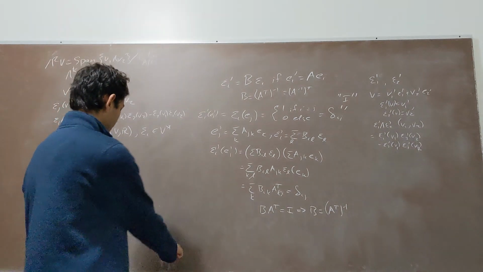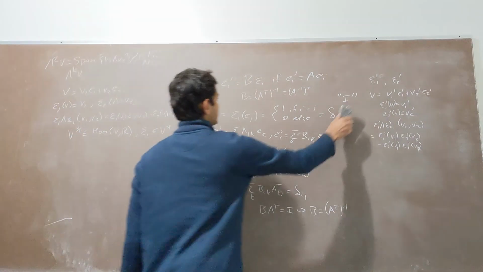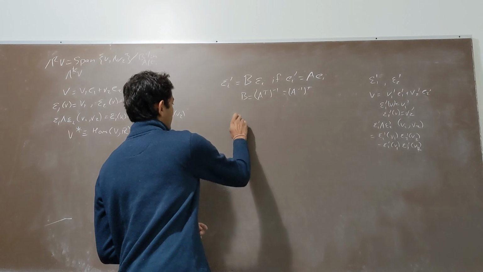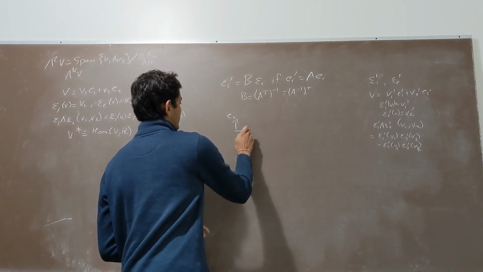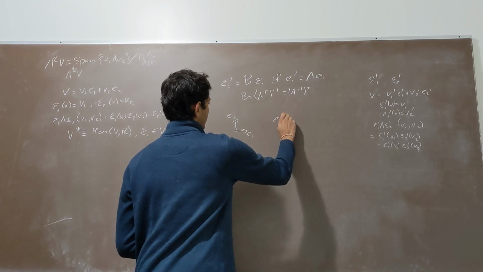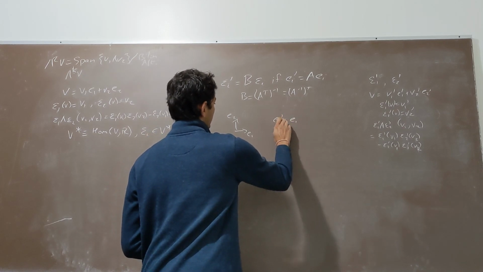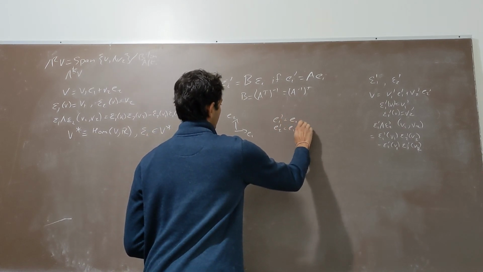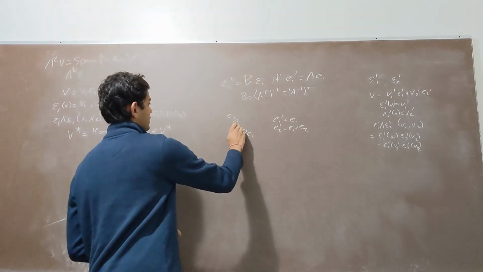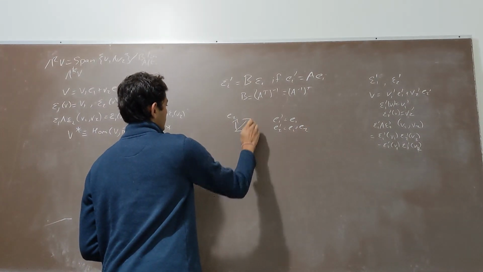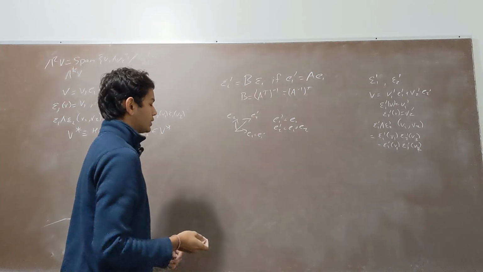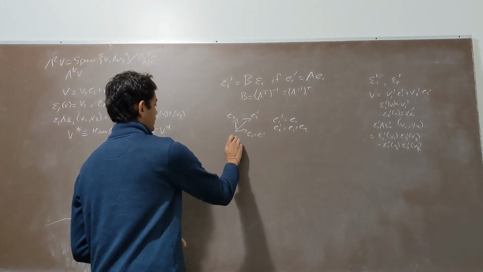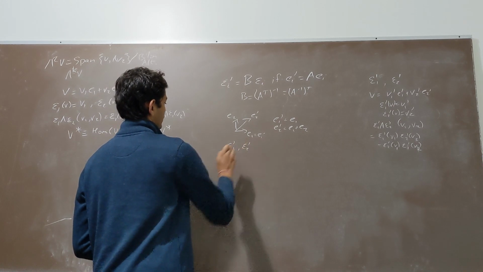But let's work that out in a bit more of an example. Okay, so let's say that our old basis looks like this, E1, E2, and let's say our new basis is E1 prime is equal to E1, and E2 prime is equal to E1 plus E2. So in other words, the first vector is going to look like that, and the second vector is going to look like this. And so now we want to compute epsilon 1 prime and epsilon 2 prime.